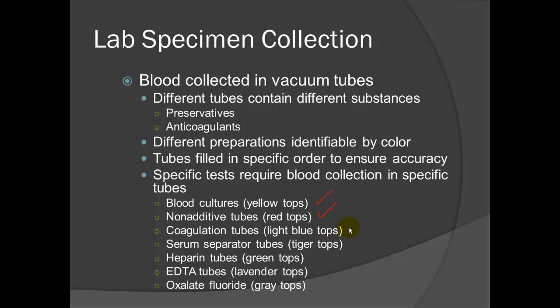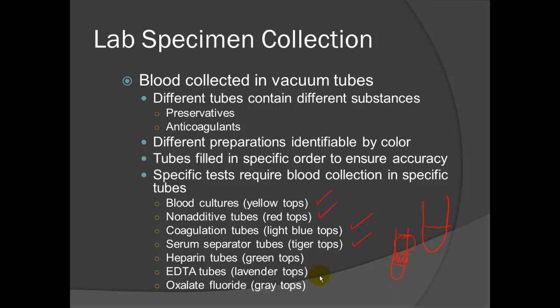Coagulation tubes are going to be light blue, and they're going to house sodium citrate in them, and that keeps the blood from coagulating. Serum separator tubes are tiger tops, and these tubes will have a goo down on the bottom of them. The goo is heavier than the plasma but lighter than the red blood cells. So whenever the tube quits spinning in the centrifuge, all the red blood cells will be down here, the serum separator will be in this section here, and then your plasma, where we're going to get all of our electrolytes from, will be nice and free and clear up here.